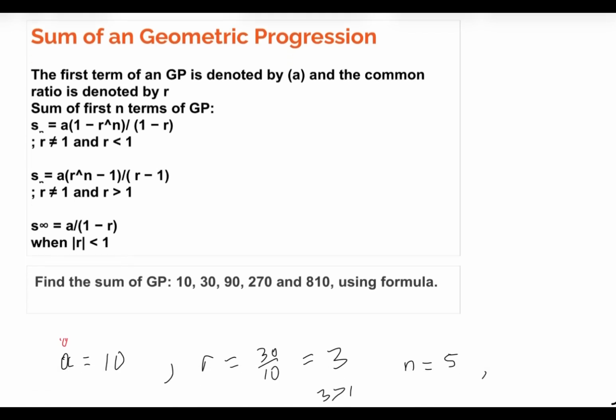Example: find the sum of the GP 10, 30, 90, 270, 810 using the formula above. Here we see that a is equal to 10, and r is equal to 30 over 10, which is equal to 3. Notice that 3 is greater than 1. This will determine the formula that we will use, which is going to be the second formula. n is equal to 5.